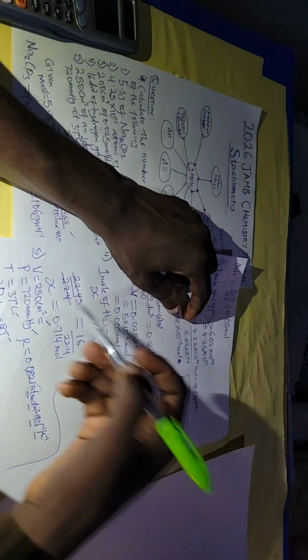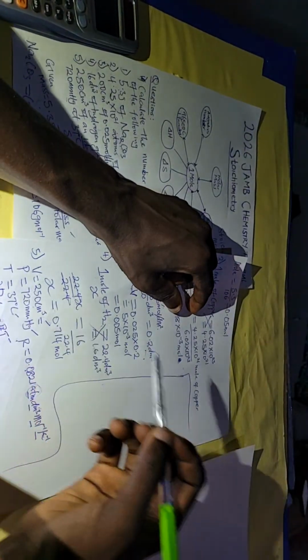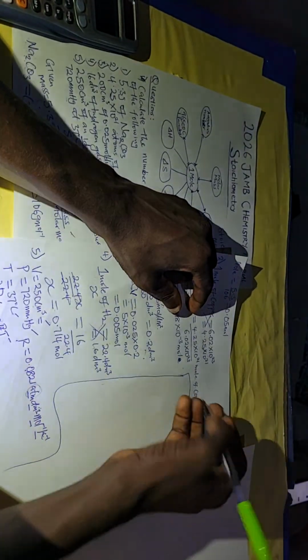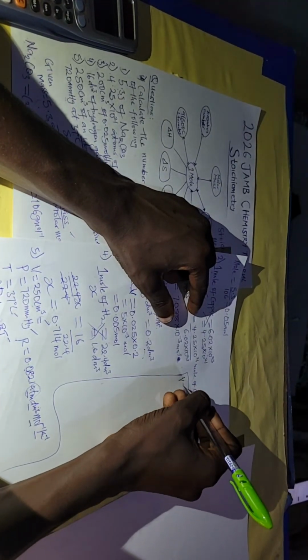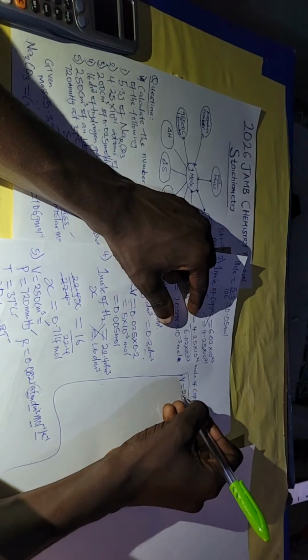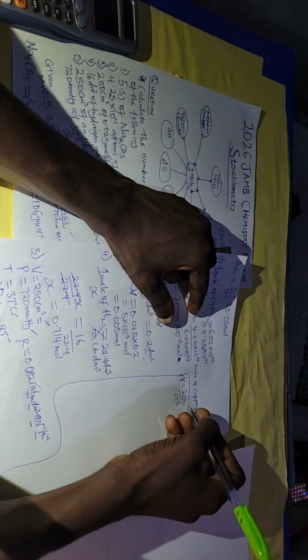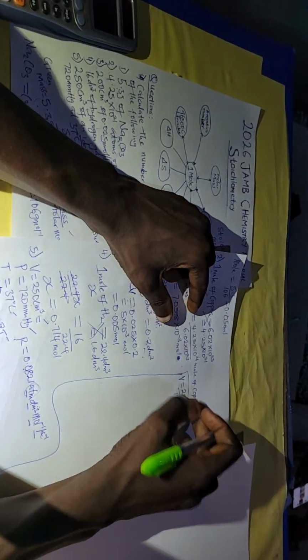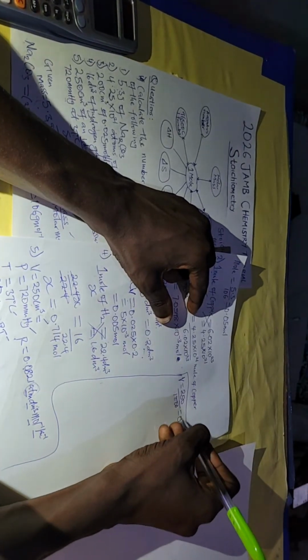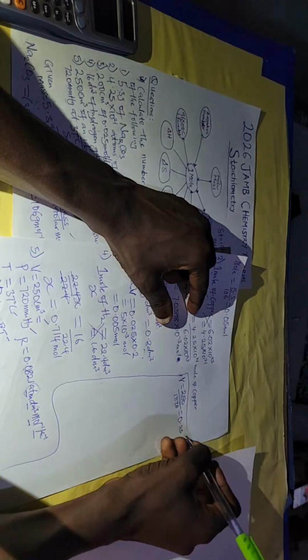Now let's start one after the other. Converting the volume first, we have V equals 250 over 1000. That is how you convert from centimeter cube to dm cube. When you do that, it gives you 0.25 dm cube.